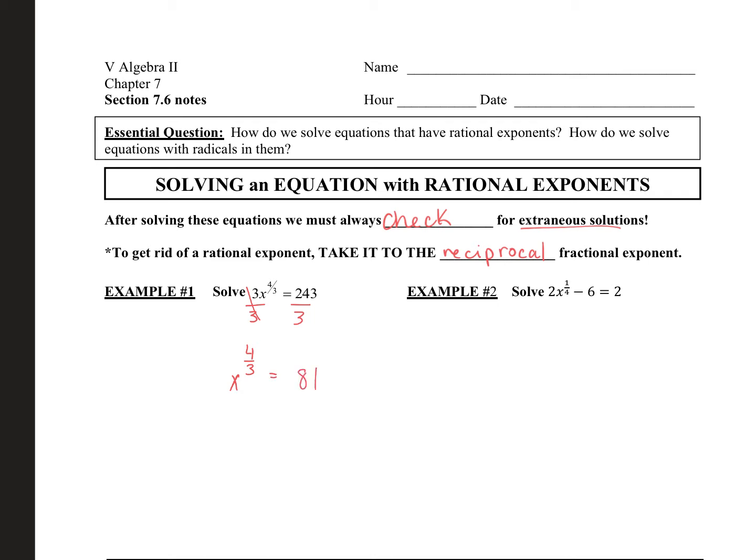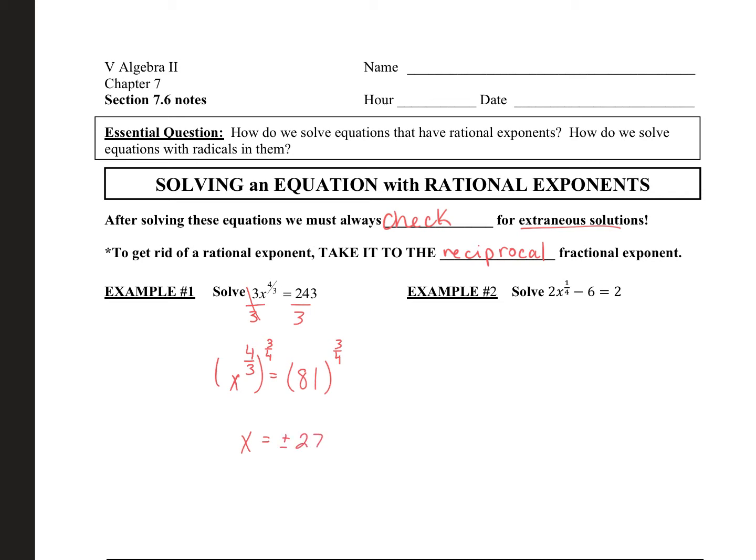Here's where that reciprocal fractional exponent comes in. I have x raised to the 4/3 power. In order to get rid of the exponent, I'm going to take this to the 3/4 power, and whatever I have to do to one side, I have to do to the other. The reciprocal of 4/3 is 3/4. We have a power to a power, so we multiply those exponents together, and a fraction multiplied by its reciprocal is equal to 1, so this just becomes x. And that equals plus or minus 27.